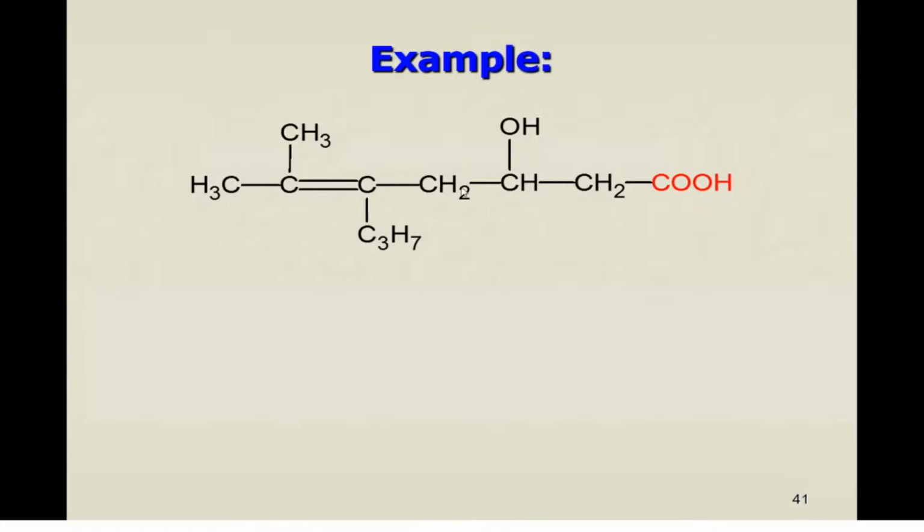After this is done, we need to number properly before naming. Again, we number in such a way that our highest functional group has the smallest number possible. So here we will number it from right to left. But if there are no functional groups, we will prefer the direction where the multiple bond has the smallest number possible. So let us number.